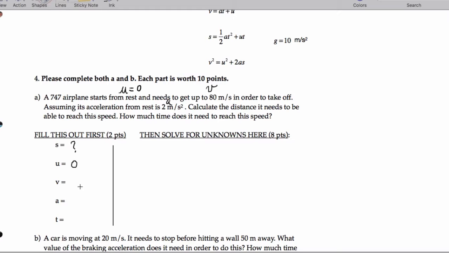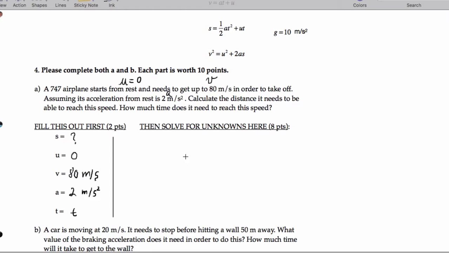We know that it starts at a speed of 0 meters per second. It's going to get up to 80 meters per second. We know the acceleration is 2 meters per second squared, and we don't know the time that it takes to do that. So let's calculate the distance it takes to be able to reach the speed. And sorry, this should be a question mark.